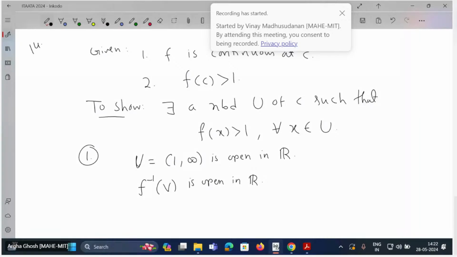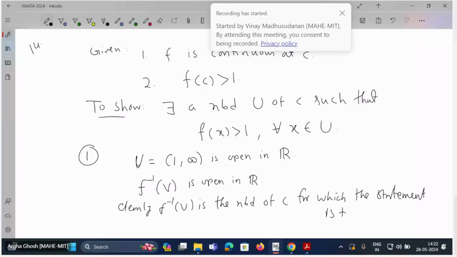So clearly f inverse of V is the neighborhood of C for which the statement is true. Okay. This is a good approach if we consider that f is continuous on the whole real line.